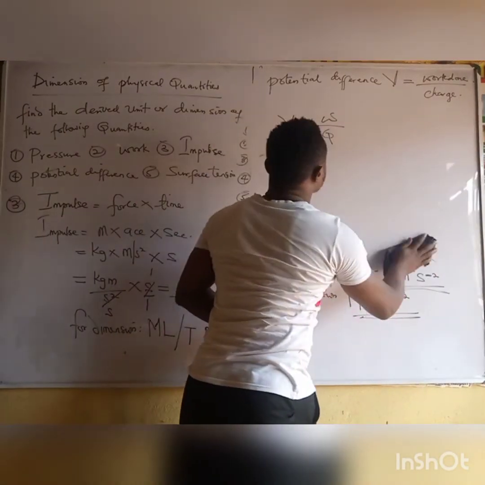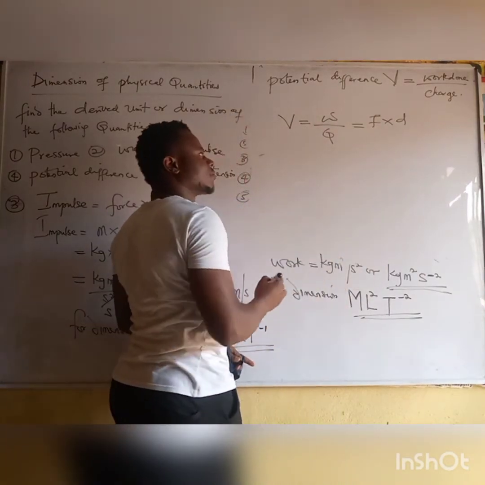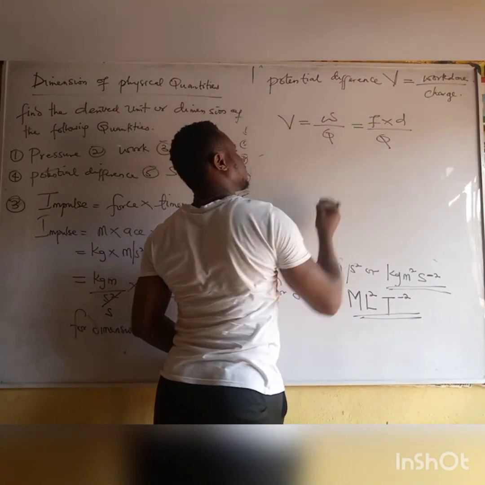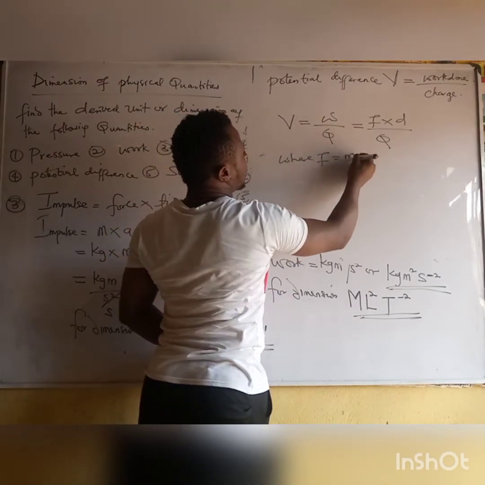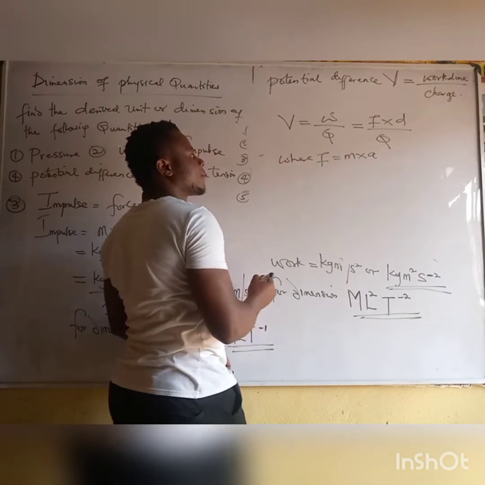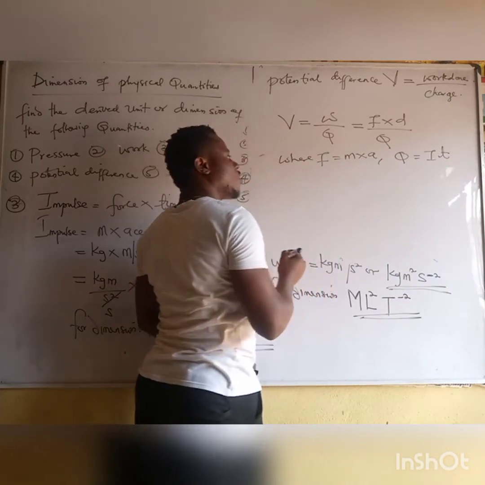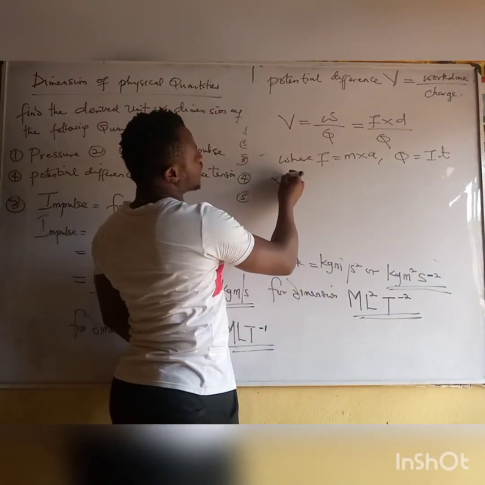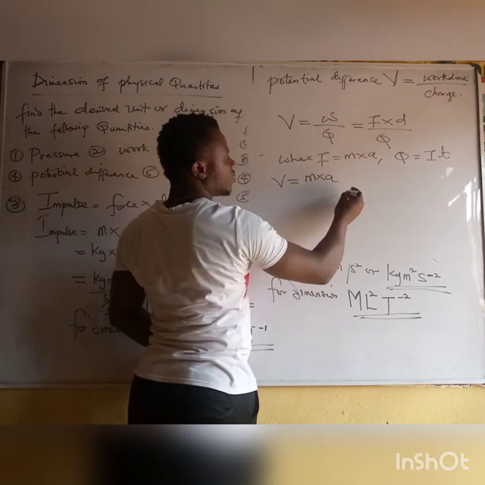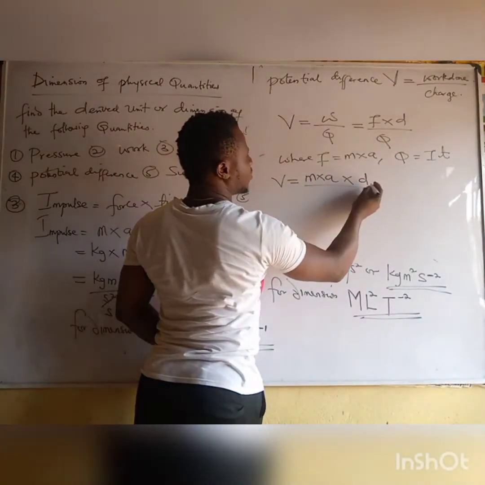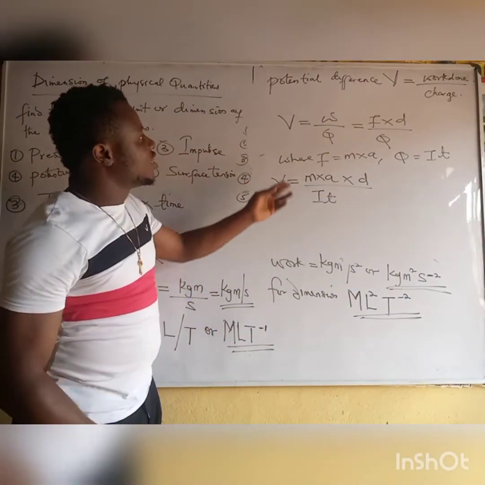Now, in this case, remember that work means force times distance, over charge. Where force is equal to mass times acceleration, and the charge is equal to IT, current times time. So potential difference is equal to mass times acceleration as force times distance over IT. Remember, this is a derived unit.